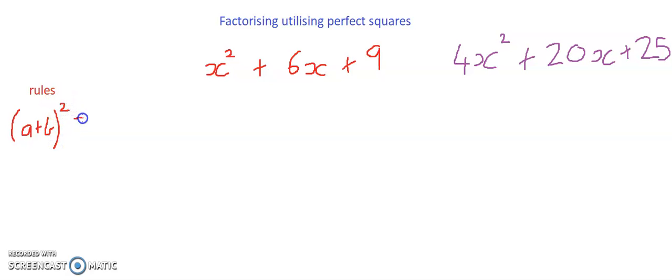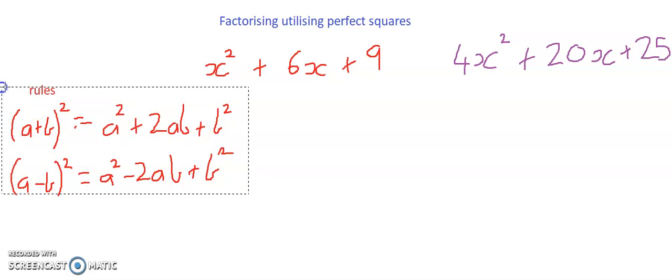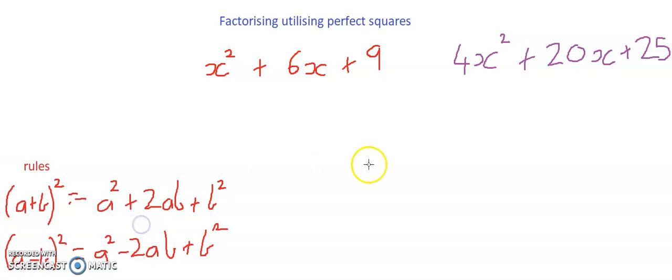squared, that is equal to a squared plus 2ab plus b squared. If I think about my second rule of a minus b in brackets squared, same thing. That tells me that I've got a squared minus 2ab plus b squared. So we are going to use these rules to help us out with these equations.